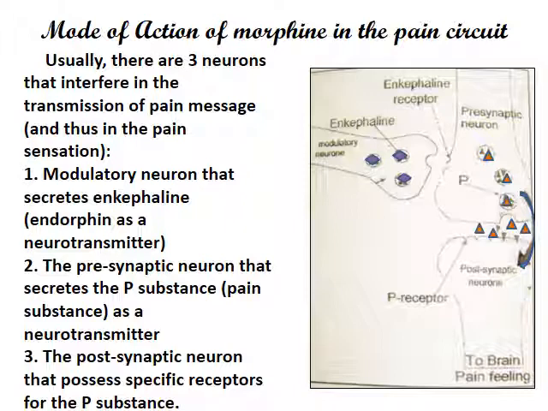Mode of action of morphine and the pain circuit. Usually there are three neurons that interfere in the transmission of a pain message and thus in the pain sensation. One is called a modulatory neuron that secretes enkephalin. Enkephalin is known as an endorphin, a neurotransmitter. The presynaptic neuron secretes the P substance, as we said before, as a neurotransmitter. Third, the postsynaptic neuron, the one that possesses specific receptors for the P substance.